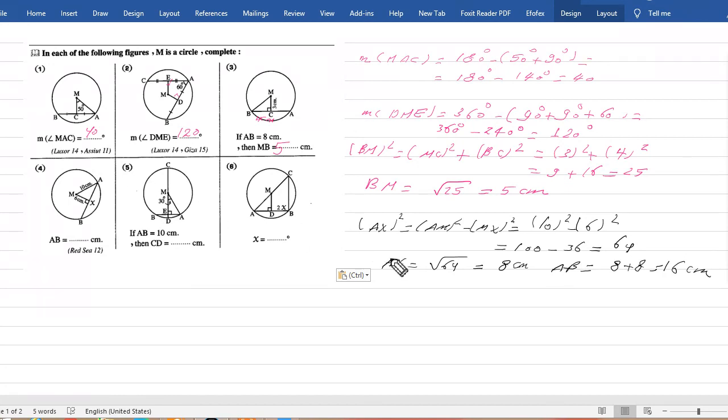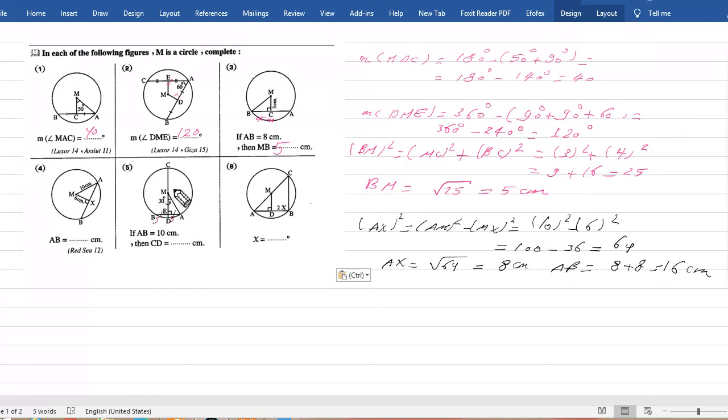The fifth figure, AB equals 10 centimeters, then CD equals what? Since MD is the perpendicular to AB, it bisects it. Then AD equals DB. What is the length of AB? AB equals 10. So this is 5 centimeters and this is 5 centimeters.